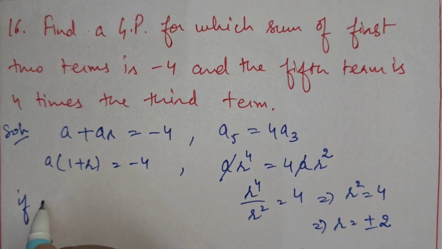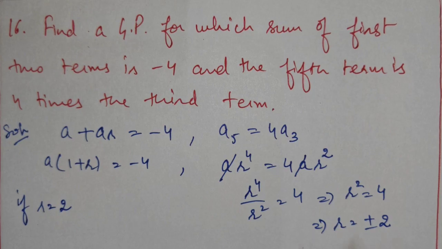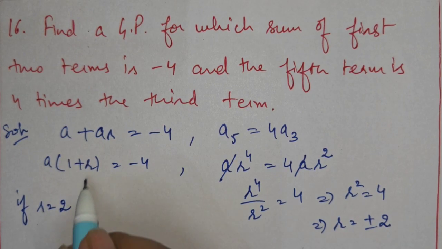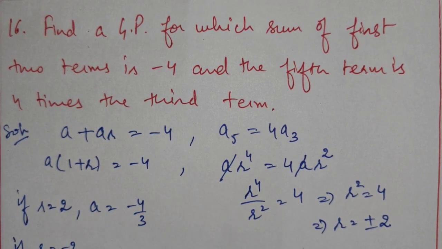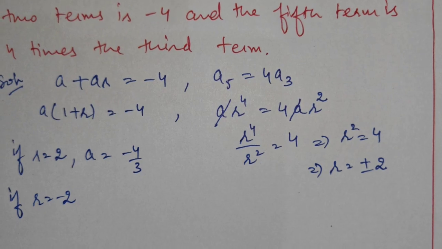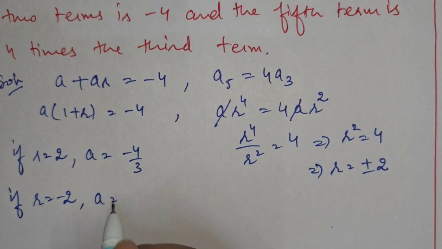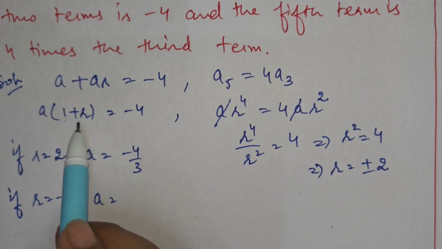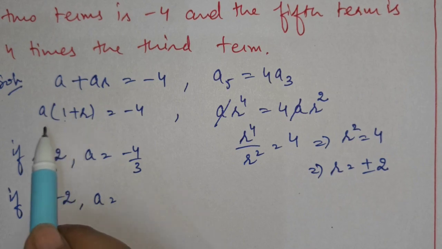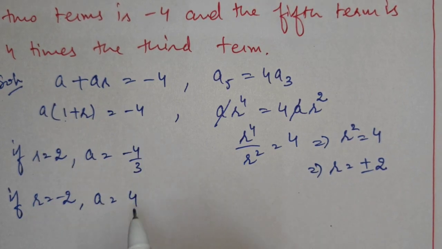Now if r is equals to 2, in that case the value of a will come out to be -4 upon 3. And if r is equals to -2, in that case what will be the value of a? 1 minus 2 is -1 into a is equals to -4. So a is equals to 4.